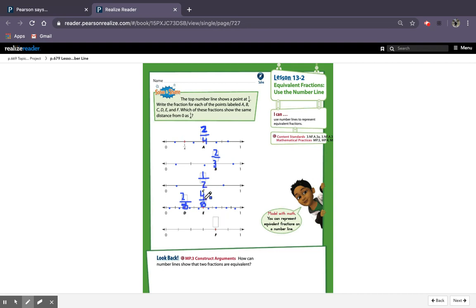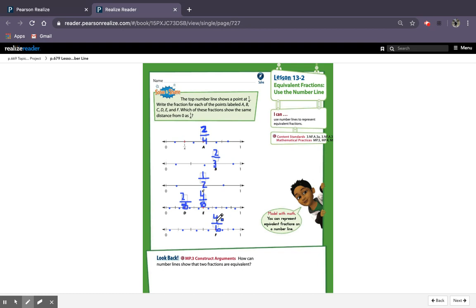And then last but not least, I have to label F. So 1, 2, 3, 4, 5, 6. So my bottom number is a 6, and my top number is a 4. So my numerator is a 4, and my denominator is a 6.